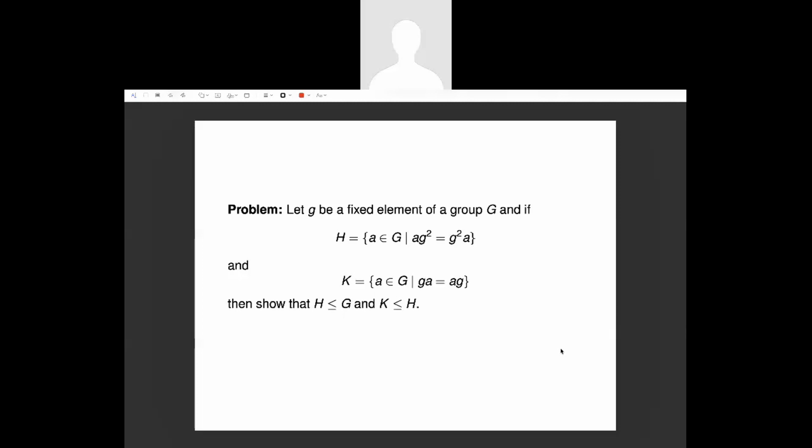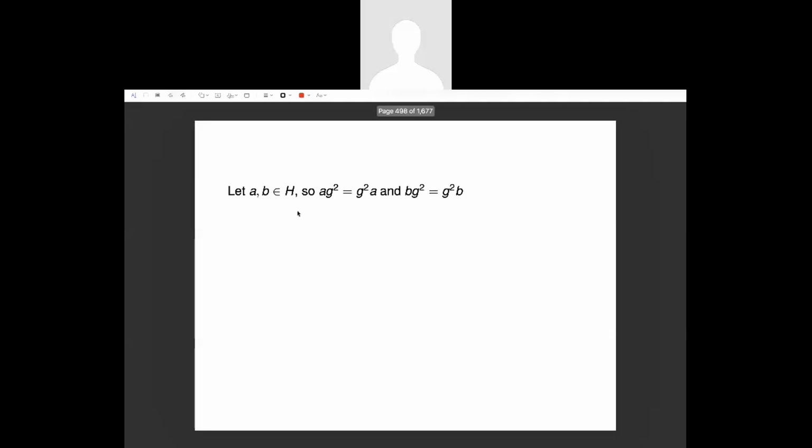Okay, let us try. We show that H is a subgroup of G and K is a subgroup of H. So we think about a, b being elements of H. Then a g squared is equal to g squared a and b g squared is equal to g squared b by the given condition. Now ab g squared is equal to a times b g squared, and a times b g squared is equal to a g squared b, which is g squared ab. So ab g squared is equal to g squared ab. So ab is an element of H, for all a, b in H.